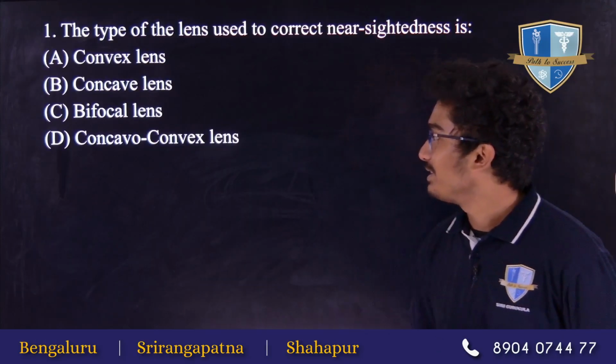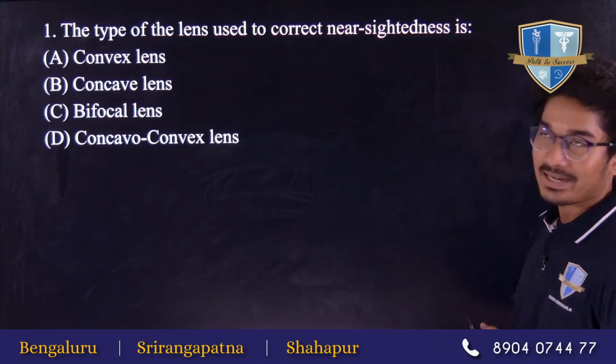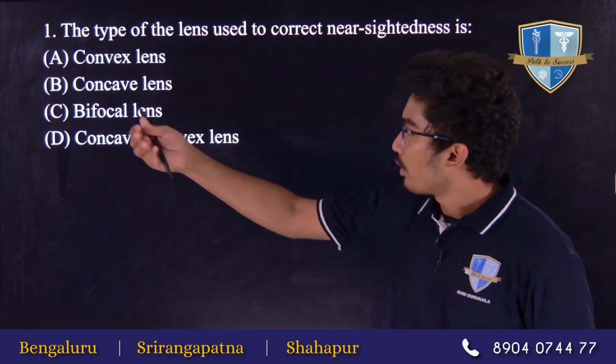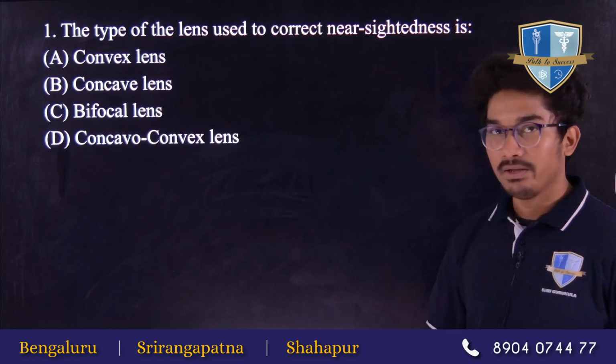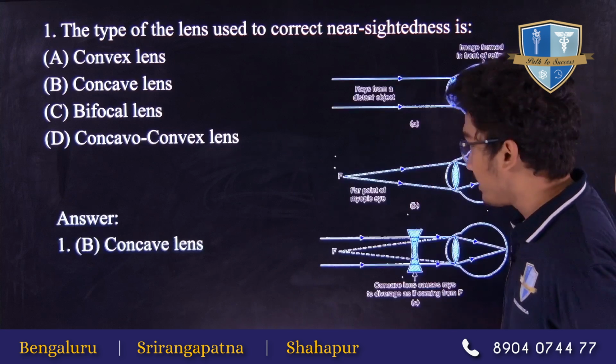So the first question is: the type of lens used to correct nearsightedness is? Our options are convex lens, concave lens, bifocal lens, and convexo-concave lens. So our correct answer is concave lens.